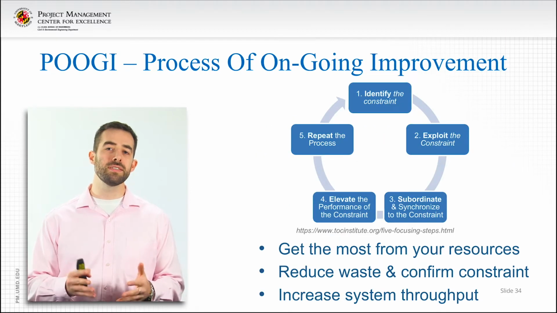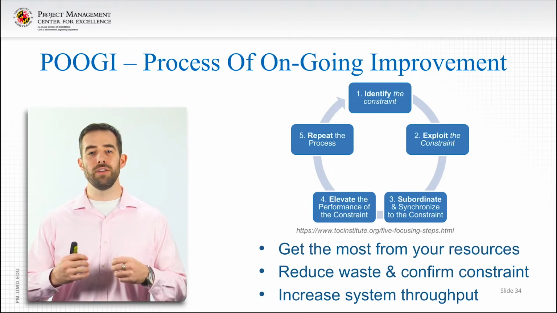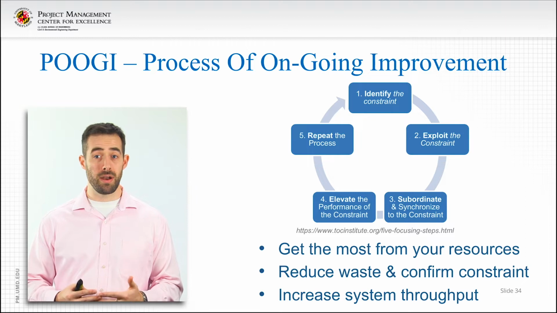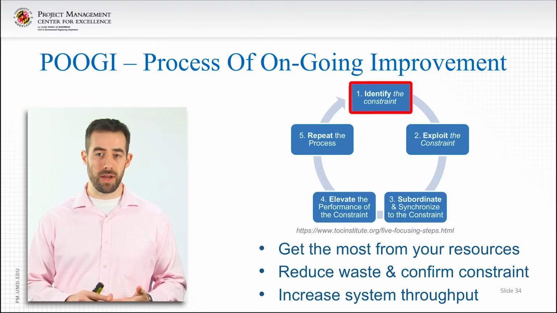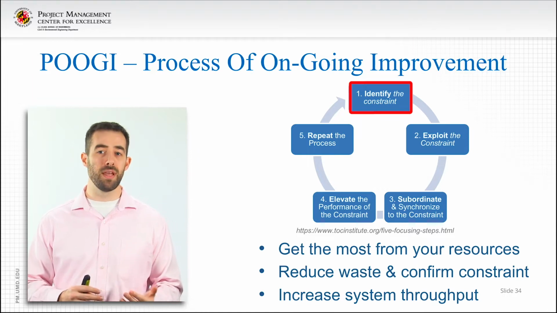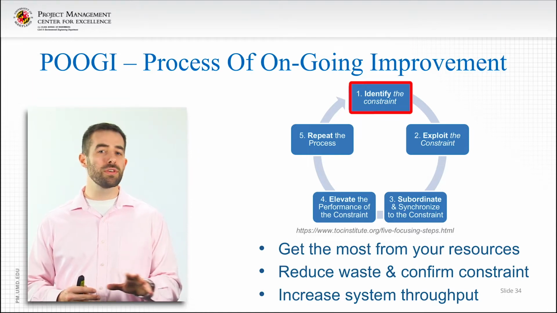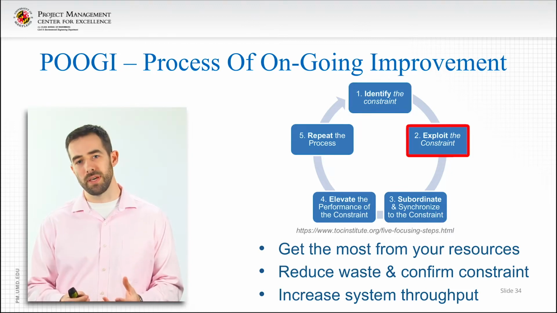So first, the process of ongoing improvement is a 5-step process about how to exploit the constraints or the bottlenecks in your system. It starts first by identifying the constraint. This can oftentimes be very difficult and require some measurement, but also you can usually figure it out by talking to people. Next, we need to exploit the constraint.